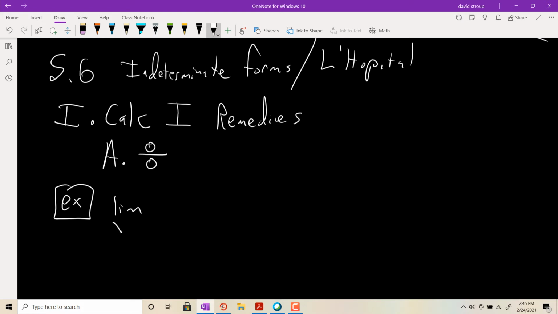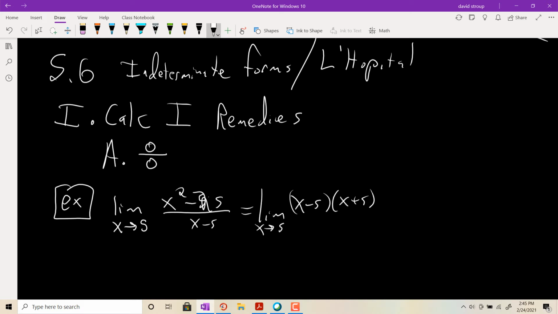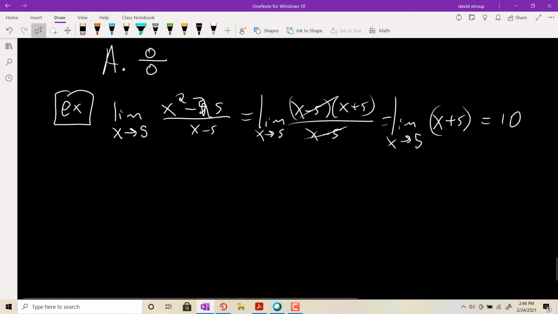We can make up a new one, like x goes to 5. These are easy to make. x squared minus 25, maybe all over x minus 5. You could factor the numerator: limit as x goes to 5, x minus 5 times x plus 5. And then you could remove these, so it's kind of a removable discontinuity type thing. x plus 5, and then you get 5 plus 5 is 10. Great, so that's the first type.